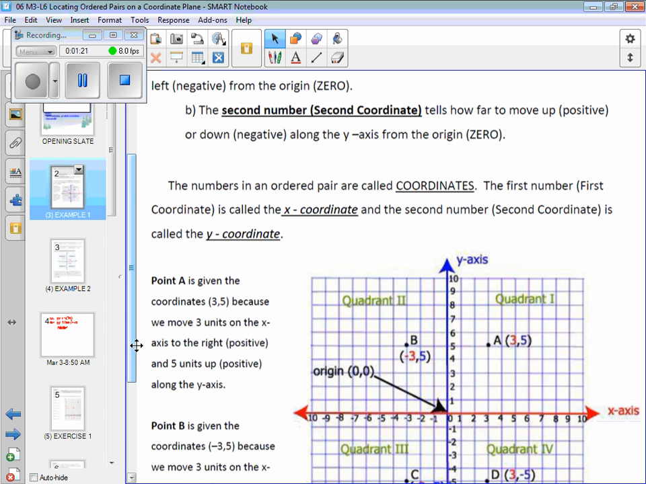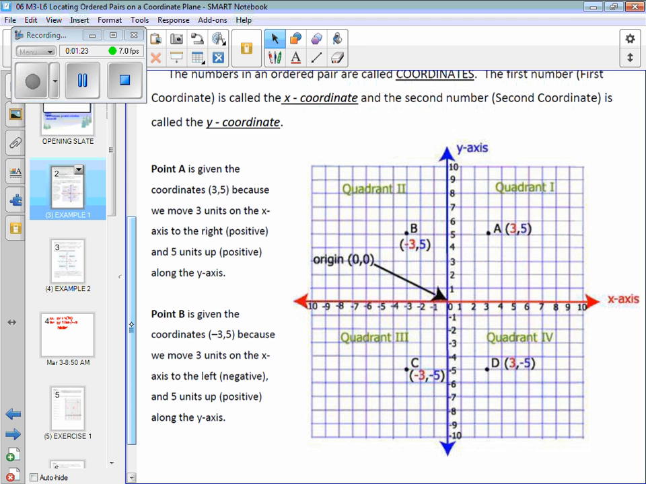So if you take a look at the examples, and we look at point A, from the origin, starting make-believe, that's always your starting place. Origin means start. You start at 0, and to get to point A, you move 3 units along the x-axis to the right. So it's 1, 2, and 3. And then, because the second coordinate is also positive, you move up 5 points, or 5 leaps. And that's how you get to point A.